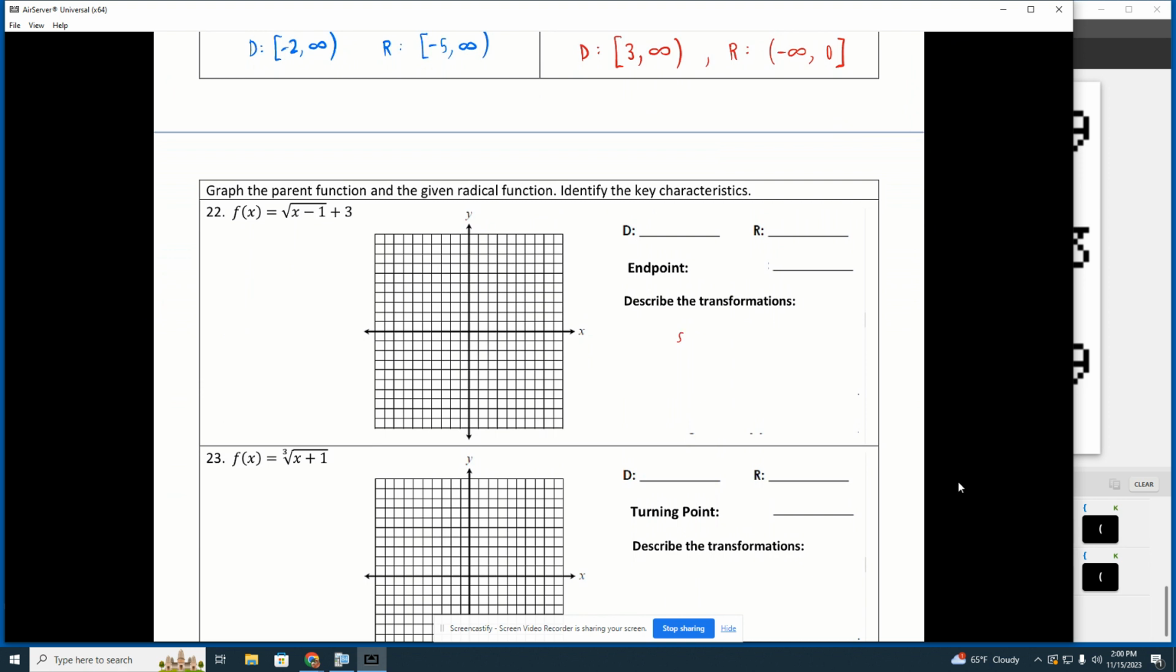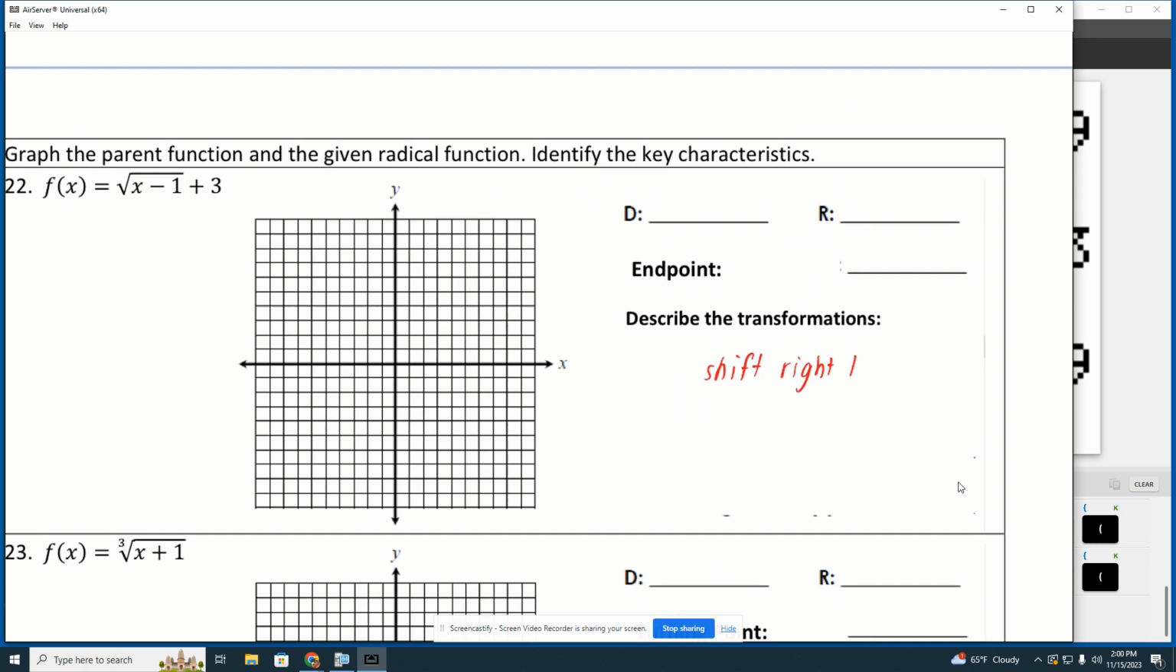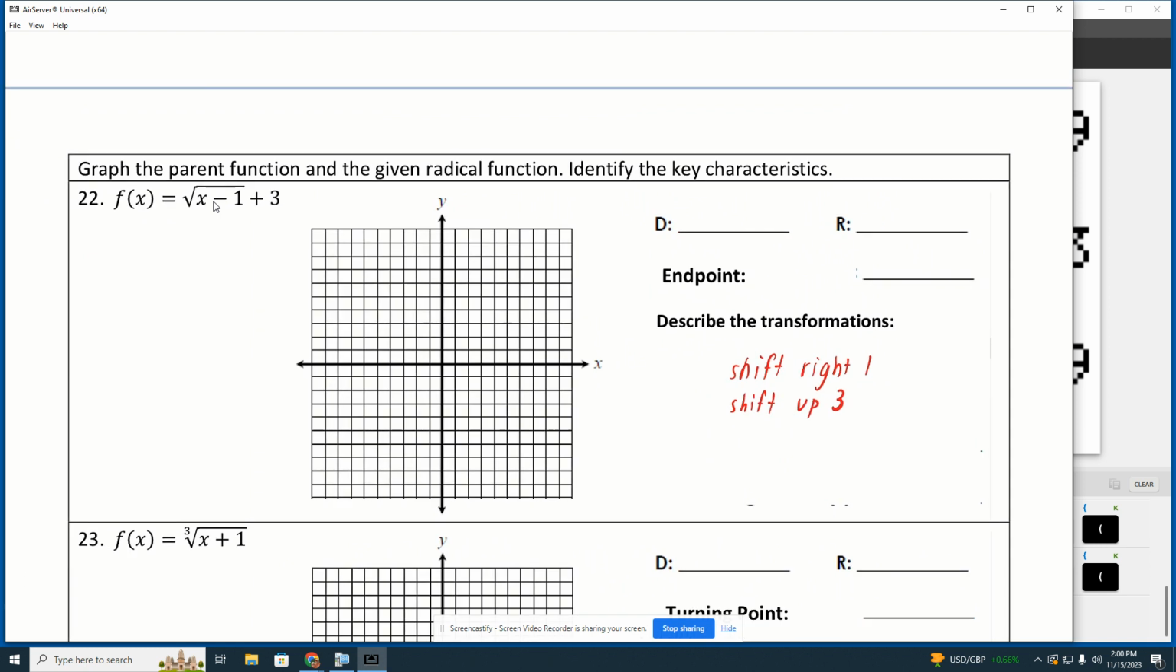So this thing is going to shift right 1. I don't know why I'm so zoomed out. It's going to shift right 1. But then on the outside, that's vertical shift. It is what it is. So it's also shifting up 3. Okay? Now, I would encourage you at this point, you know it's going right 1 and it's going up 3.